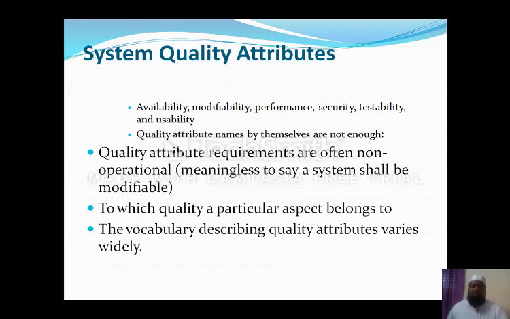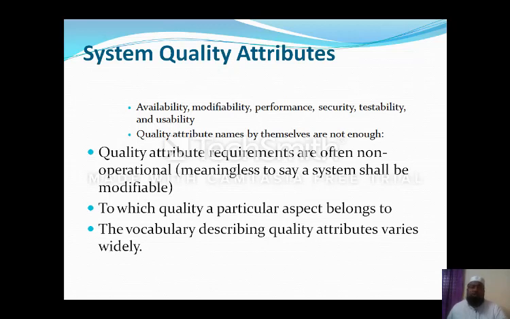So, system quality attributes. Already we have discussed these system quality attributes: availability, modifiability, performance, security, testability, and usability. So these are the around six quality attributes. You might have seen some of the FURPS quality factors. Likewise, these are the system quality attributes which you have seen in the software engineering subject. Quality attributes by themselves are not enough, and quality attribute requirements are often non-operational, meaningless to say a system shall be modifiable.